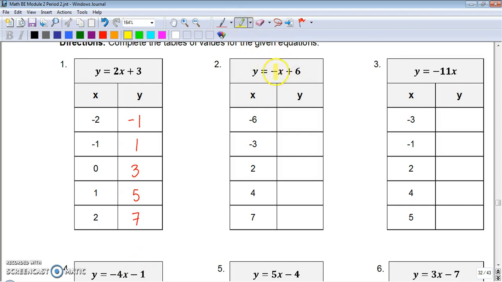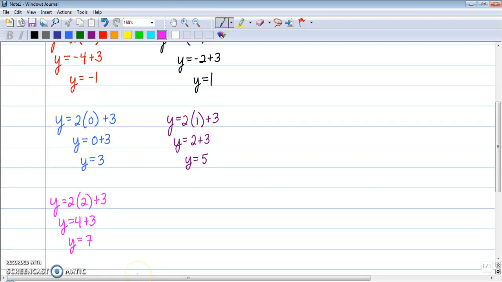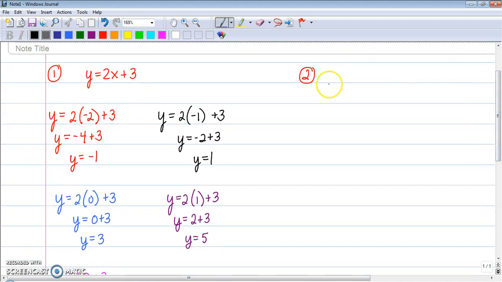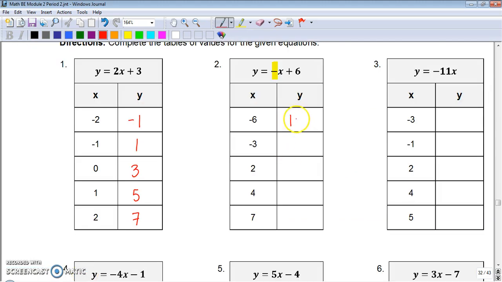Number 2, this one, watch out, has a negative in front. And the first value we're going to plug in is a negative 6. Again, I'm going to write the equation so that I have that to reference. We did this in Module 1. So this negative is this negative, and I'm plugging in a negative 6, so there's going to be double negatives. I don't need to distribute. This just means that I'm going to take the opposite of negative 6. They cancel, and the opposite of negative 6 is positive 6. So my table starts with 12.